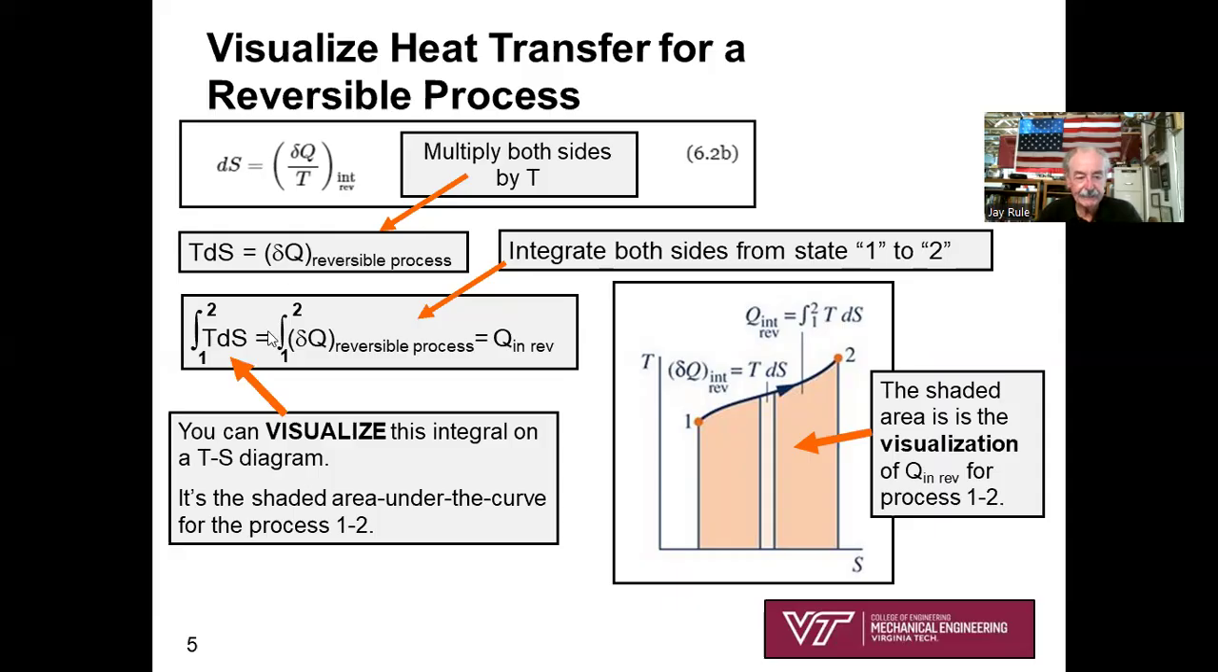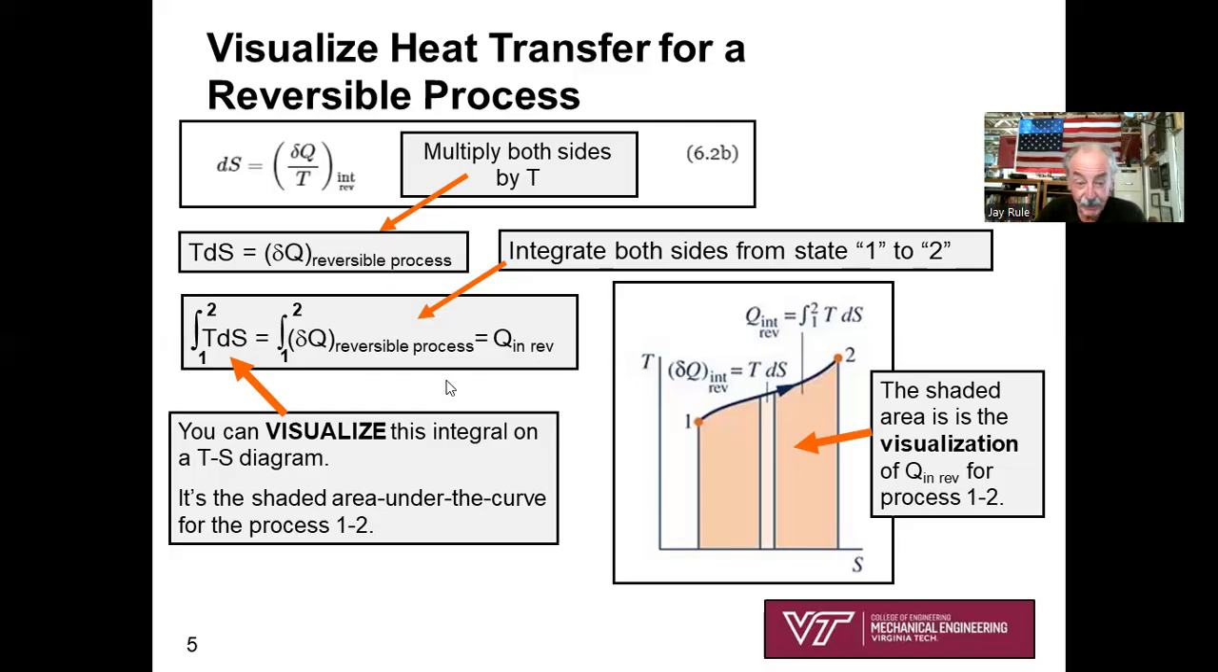That's the right-hand side. Well, now if we integrate both sides from state 1 to state 2, the integral of T dS is the integral of del Q from 1 to 2. Well, gosh, the integral of del Q across a process path is simply Q from 1 to 2. So I've labeled the right-hand side, instead of this funky integral, I'm just calling it Q. It's a number. It's kilojoules or BTUs.